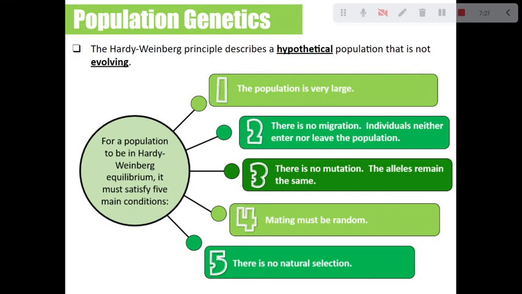So, for a population to be considered in Hardy-Weinberg equilibrium, it must satisfy 5 main conditions. The population must be very large. There is no migration, so individuals neither enter nor leave the population. There is no mutation, so the alleles will remain the same. Mating must be random, and there is no natural selection.